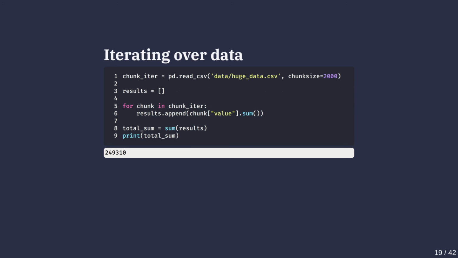The code processes each chunk separately by adding up just the value column for that piece and storing the result in a list. At the end, all the partial answers are combined with sum, giving the total without ever holding the entire file in memory at the same time. This method is much safer for big data and helps avoid running out of RAM.